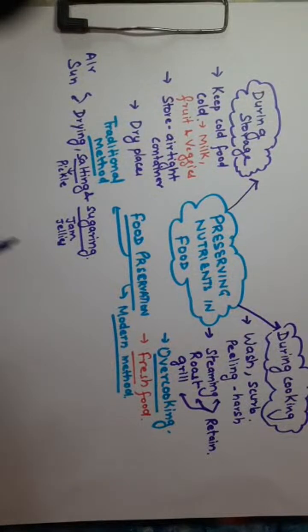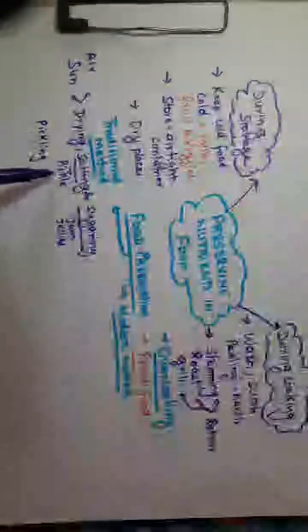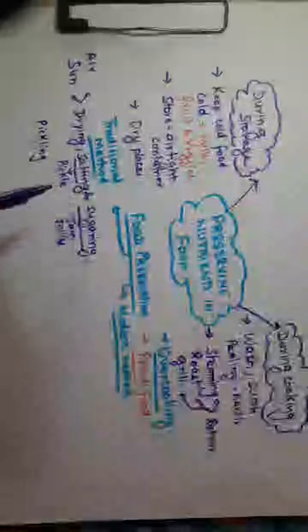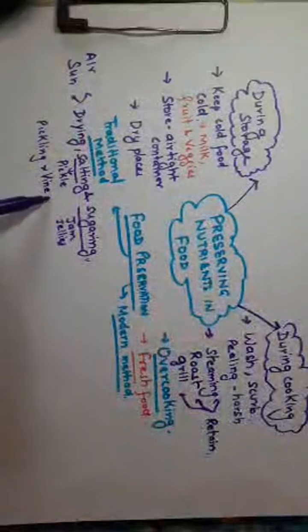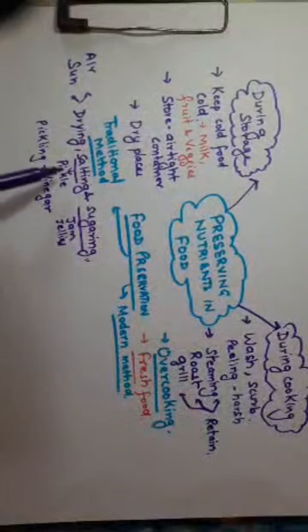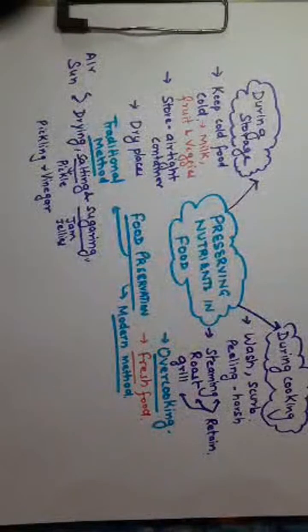The other traditional method is pickling. I already told you. Pickling we can do just by adding salt or sugar, but we can also add an acidic medium. Usually we add vinegar. The acid along with the salt will prevent microorganism growth. What are the common pickled items? Cucumber, onions and other vegetables.